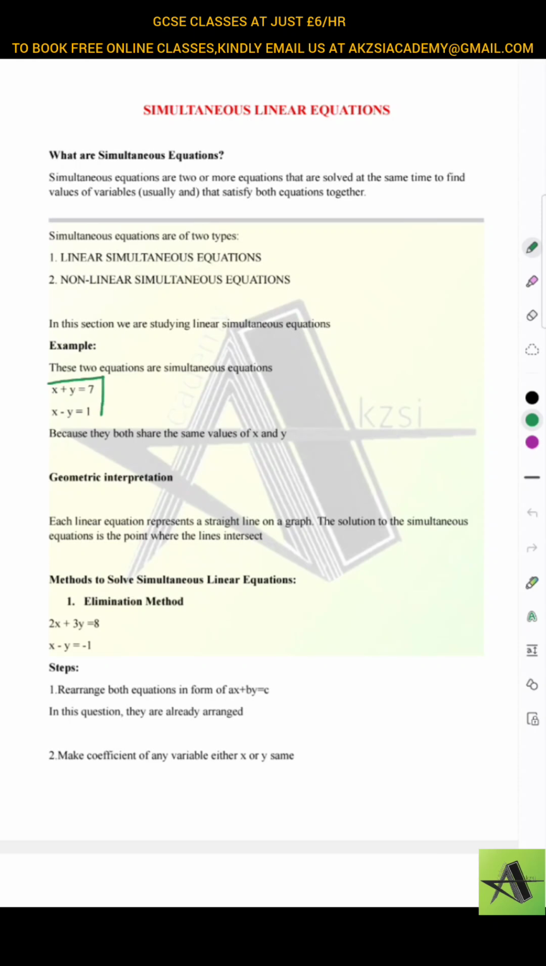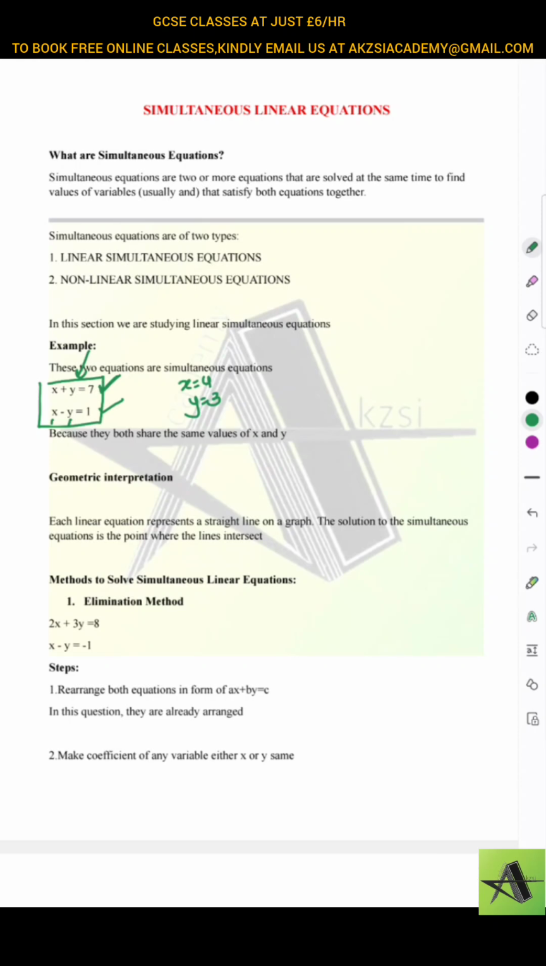Let me show this one. In this example, the value of x is actually 4 and y is 3. So in the first equation, when I put x equals 4 and y equals 3, I get 4 plus 3 is 7, which means clearly this equation is satisfied. For the second equation, x minus y, let me put the same values. x is 4 and y is 3. 4 minus 3 will give me 1. That means these two equations are sharing the same values of x and y. They both have x equals 4 and y equals 3.